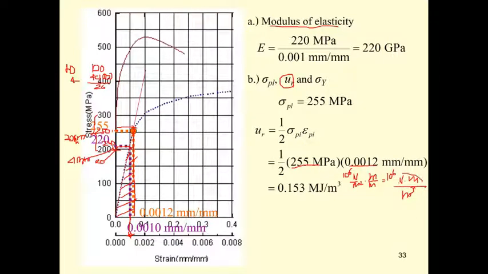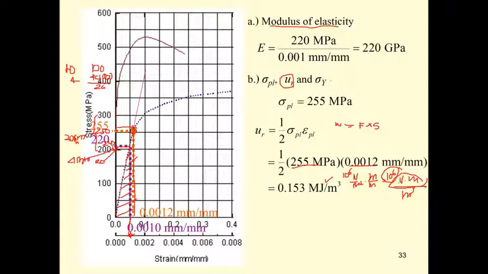What is Newton meter? Newton meter is the joule. Why is Newton meter a joule? Because work is force times the distance that the force moves. Force is Newton, the distance is meter, so you get Newton meter as the joule. So 10 power 6 is million, so it's going to be million joule per cubic meter.